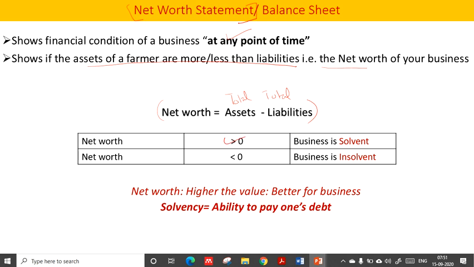Net worth greater than 0 means the business is solvent. If assets are greater than liabilities, the business is solvent. Solvency here means the ability of someone to pay their own debt. Simple. It is your capacity. It shows if you are able to repay your debt.